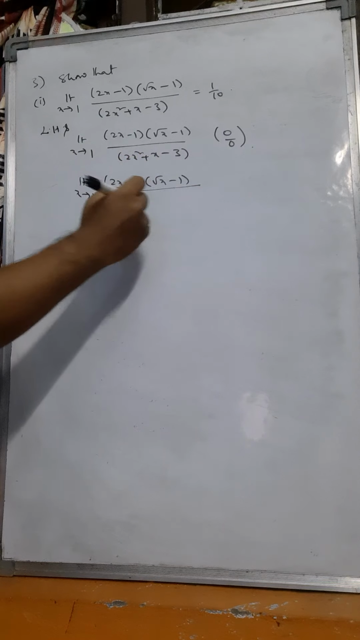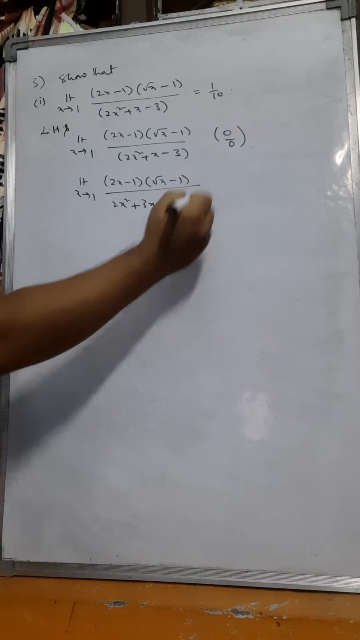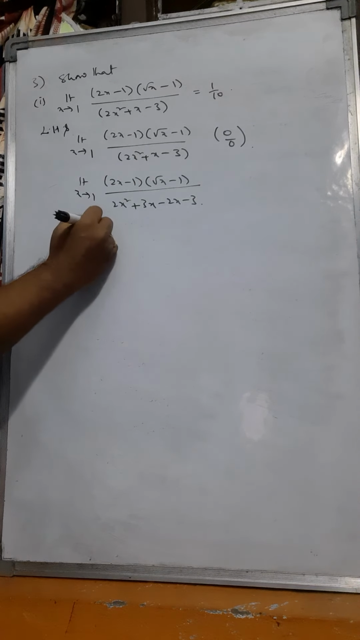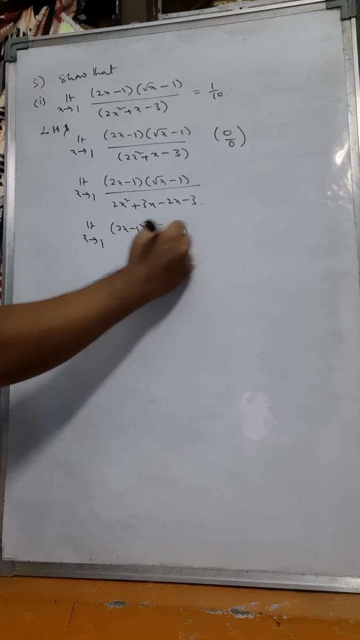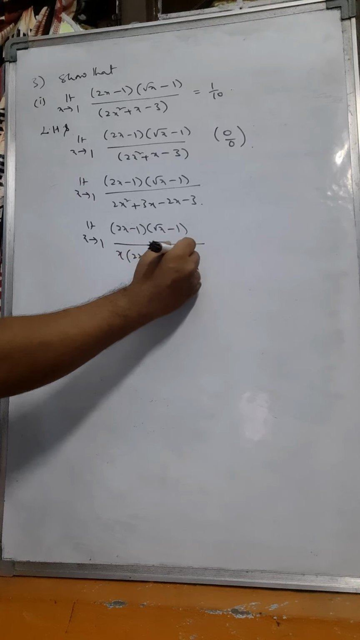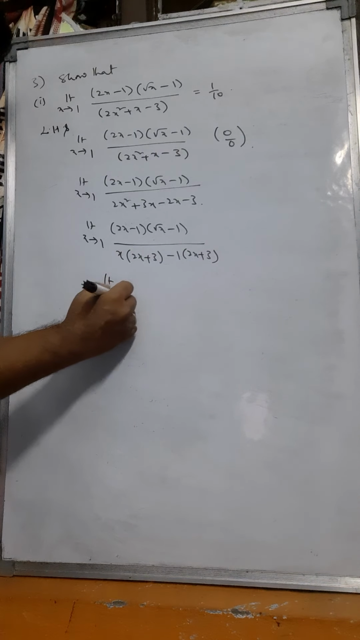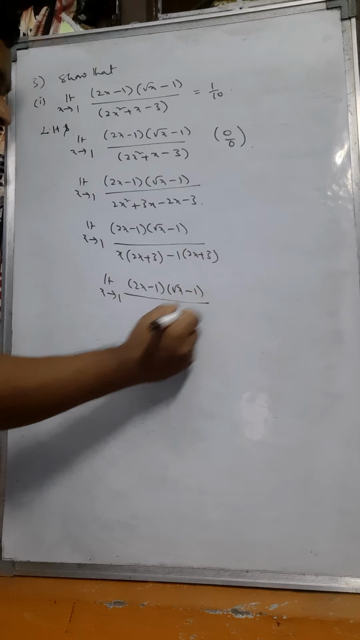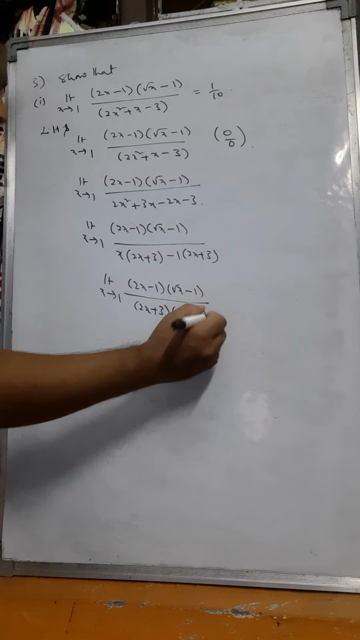6 can be written as... here it is x. We will get 3x minus 2x minus 3. So x can be written as 3x minus 2x. So limit x tends to 1, (2x minus 1) into (root x minus 1) by, if we take the x common, we will get 2x plus 3, minus 1 common, we will get 2x plus 3. So limit x tends to 1, (2x minus 1) into (root x minus 1) by, here 2x plus 3 is common, we will get x minus 1.